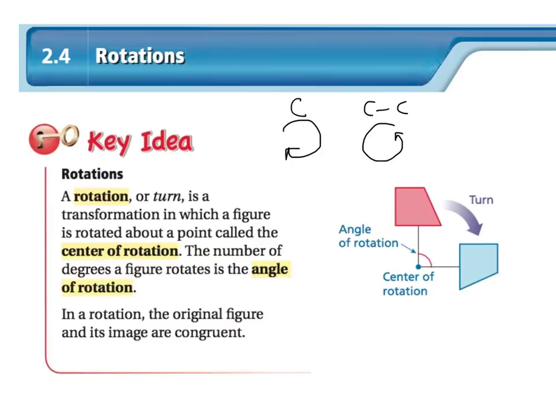Now, a rotation, which is turning something, is a transformation in which a figure is rotated about a point. Right now, we're going to start rotating about the origin. But I could say rotate around the point 1, 1, or rotate 60 degrees clockwise around the origin.